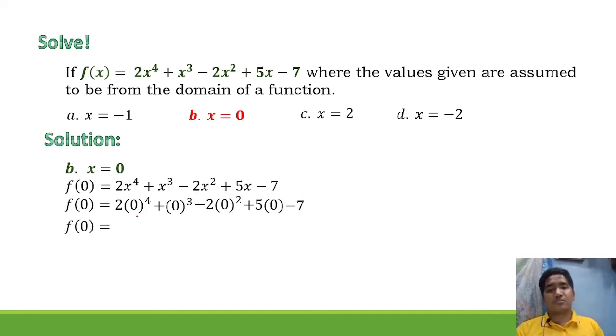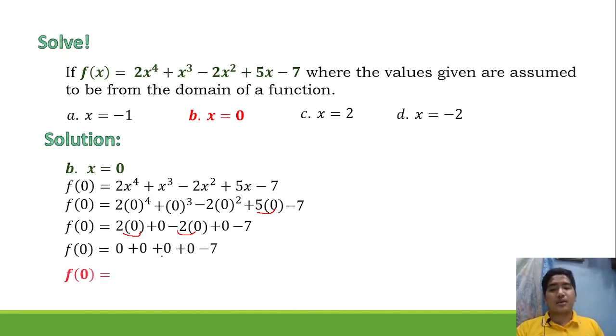Next, so again, exponent muna. So 2 times 0 plus 0 minus 2 times 0. Then 5 times 0, that is equal to 0. Then minus 7. Okay? So we have f of 0 is equal to 2 times 0, that is equal to 0, plus 0, negative 2 times 0, then plus 0, minus 7. And that all equals to negative 7. So this will be our answer for letter B. We have negative 7.